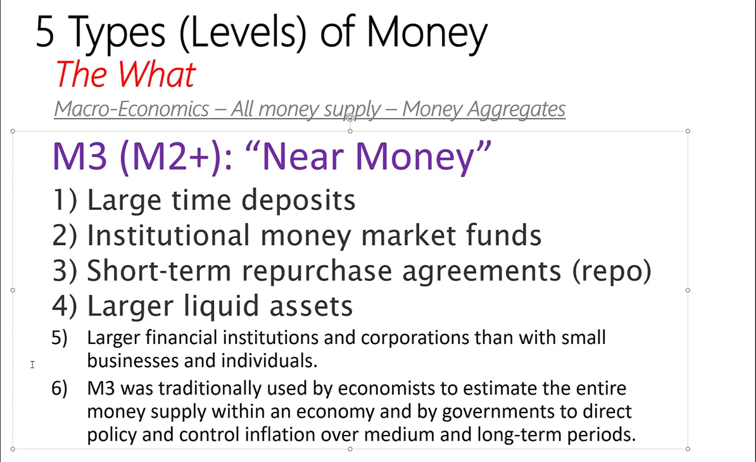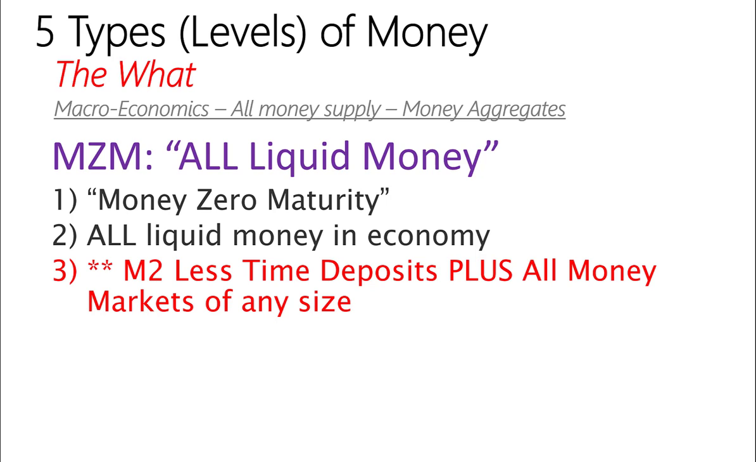And what M3's use has really turned into is more often these days used as MZM. So I don't know. There is an M4 in some places around the world. I guess they ran out of numbers, or this is a little bit of a different beast. But there is also an MZM now, which is money zero maturity. So this takes a little bit of a different take. This is all the liquid money.